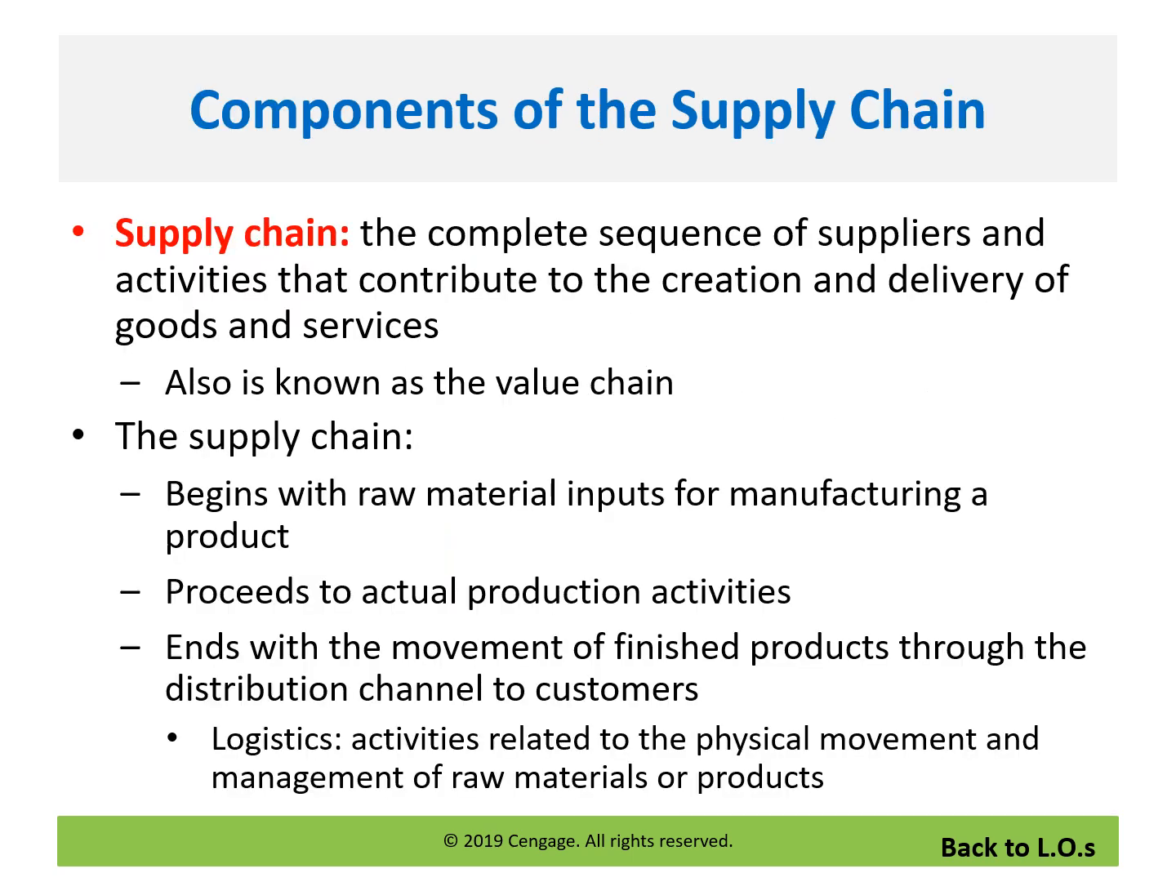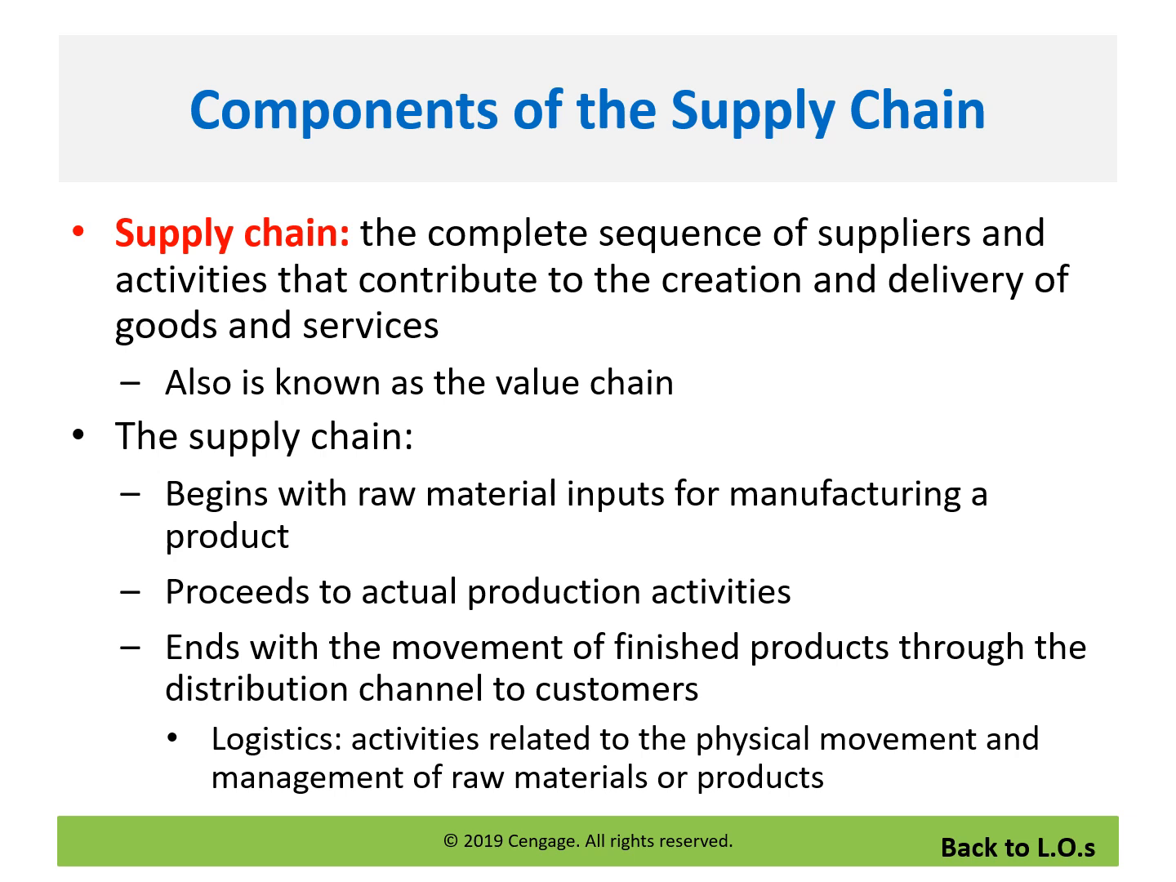Components of the supply chain. A supply chain is the complete sequence of suppliers and activities that contribute to the creation and delivery of goods and services. It is also known as the value chain. The supply chain begins with the raw material inputs for manufacturing a product, then proceeds to actual production activities, and ends with the movement of finished products through the distribution channel, then to the customers.